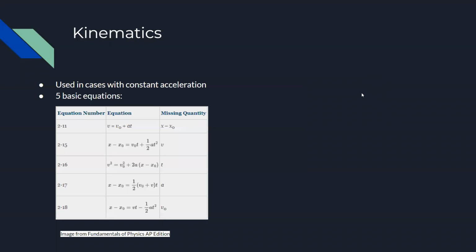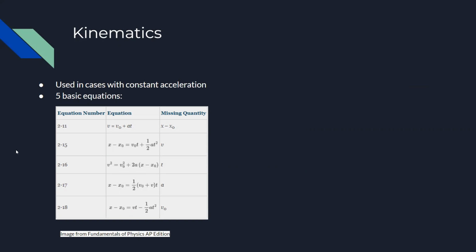So kinematics. Now that we've basically finished the basics of motion, let's move on to kinematics. So kinematics is basically a set of equations that were derived in order to help find the velocity, acceleration, time, or position when you have a constant acceleration. And a constant acceleration is basically accelerating at the same rate instead of changing its magnitude.